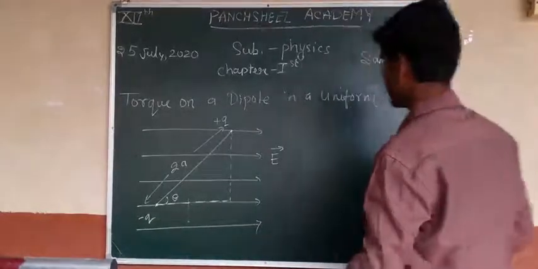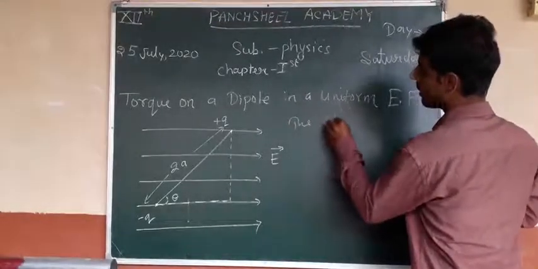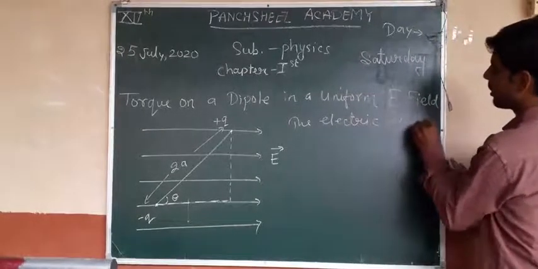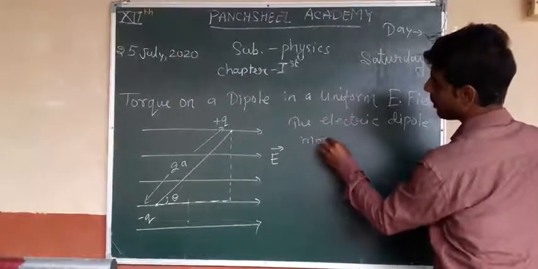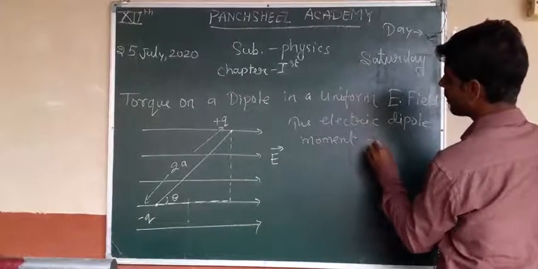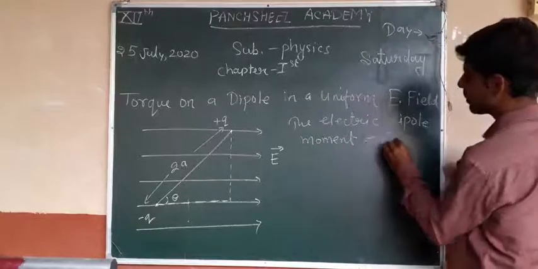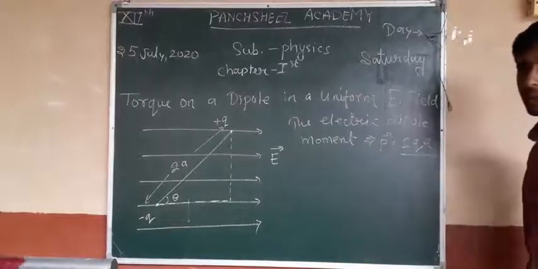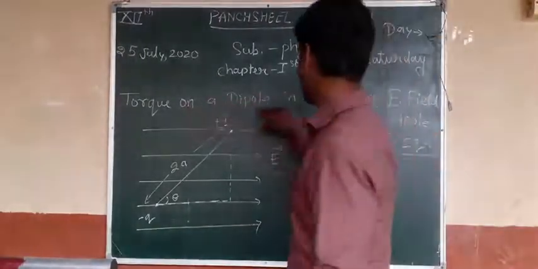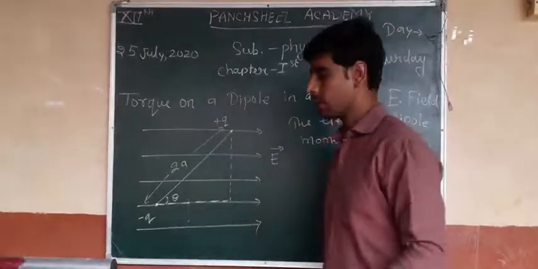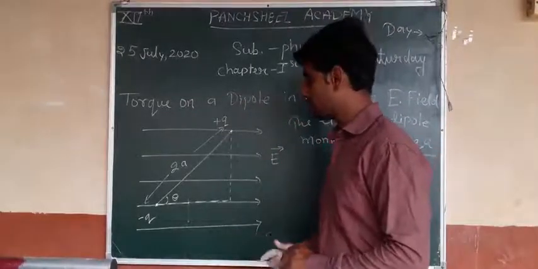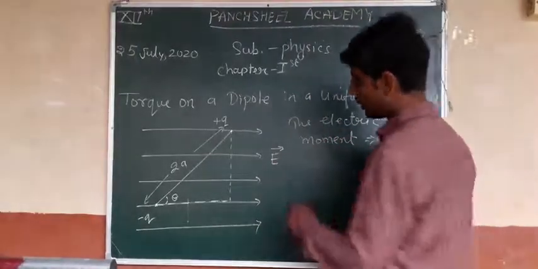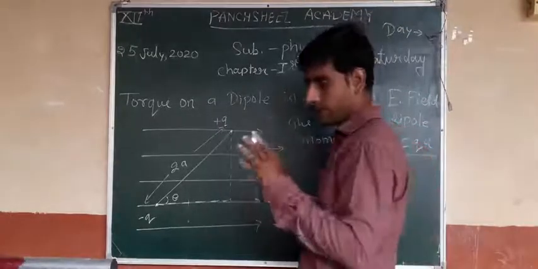The electric dipole moment is P equal to 2qa. This is the value of the electric dipole moment. Now, torque on the dipole. This is the electric field and this is the plus q charge, so there is some force.